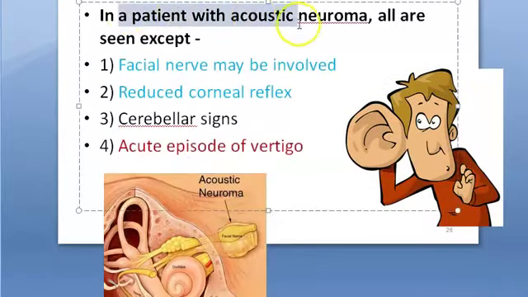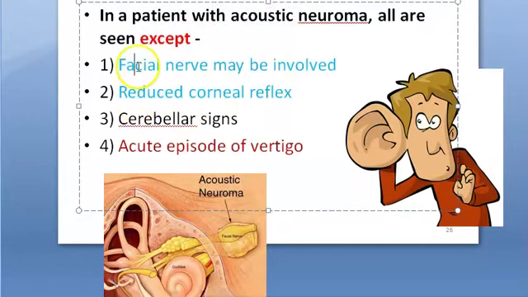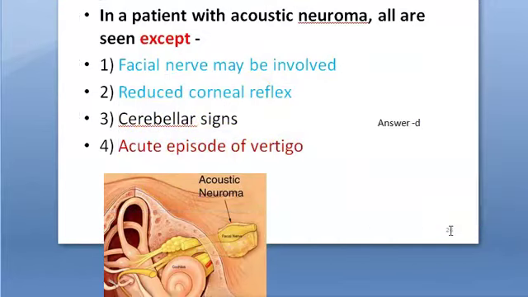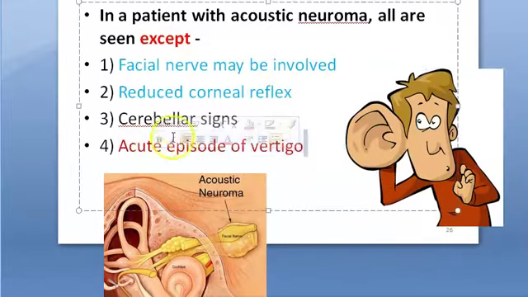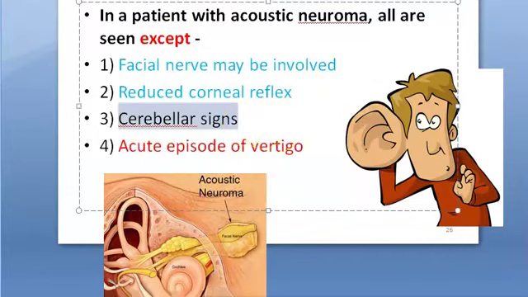Next question here, in a patient with acoustic neuroma, all are seen except. Again, it's an except question. So facial nerve may be involved, reduced corneal reflex. See, facial nerve may be involved. This is kind of always a maybe with facial nerve. Reduced corneal reflex, yes, this is a sign. Acute episode of vertigo. So vertigo will not be there, guys. Look at this, answer is D. Vertigo will not be there. Acute episode of vertigo they are not mentioning. So except goes with acute episode of vertigo. Fine, guys. Cerebellar signs can be there.